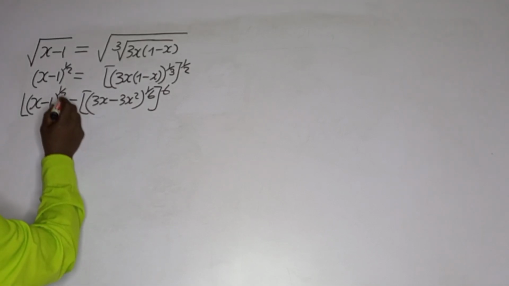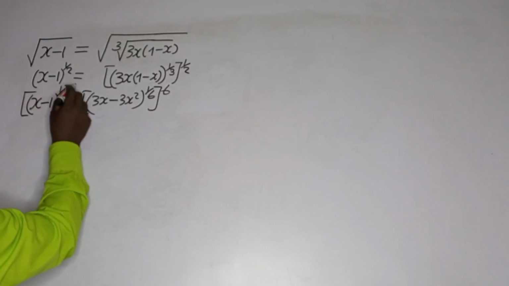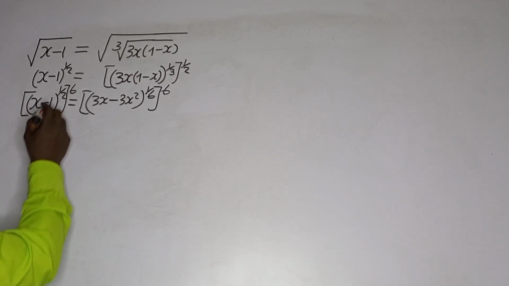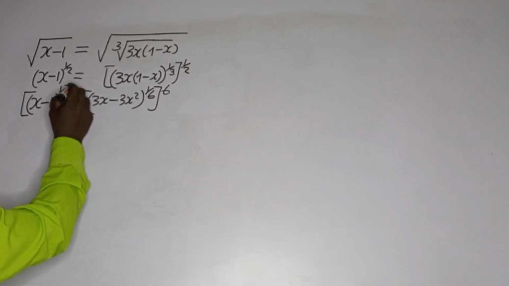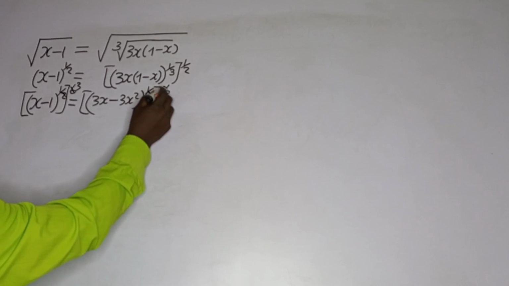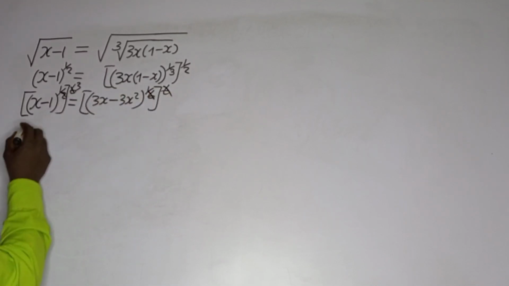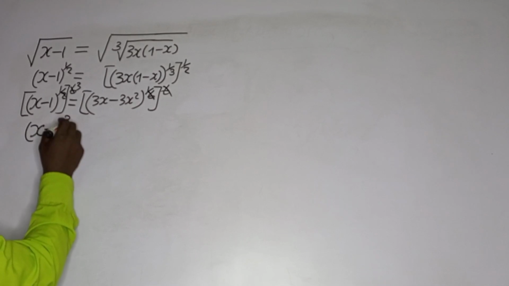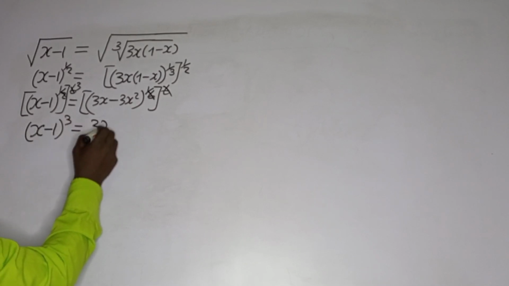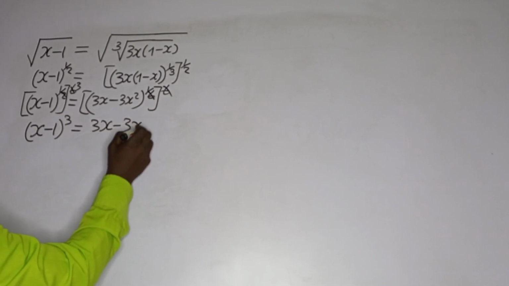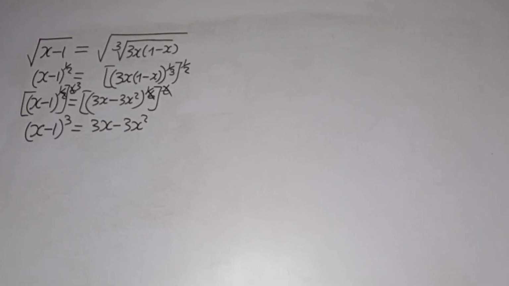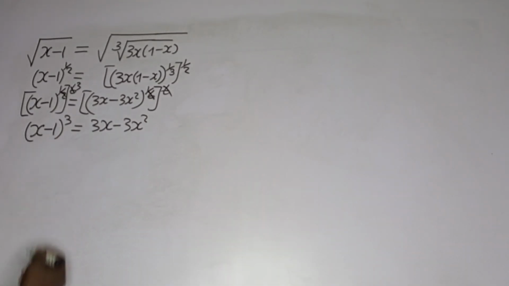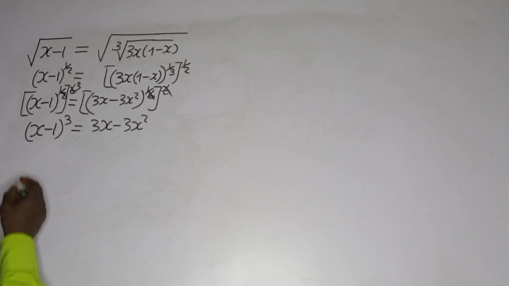To respect equality, we should also take power 6 of the left hand side. So we see the 2 here cancels. Here we have 3, and 6 cancels 6. And so finally we have x minus 1 cubed is equal to 3x minus 3x squared. This is what we get. On the left hand side, we have x minus 1 cubed, so let us expand the left hand side.